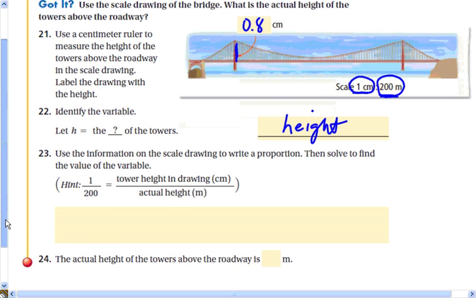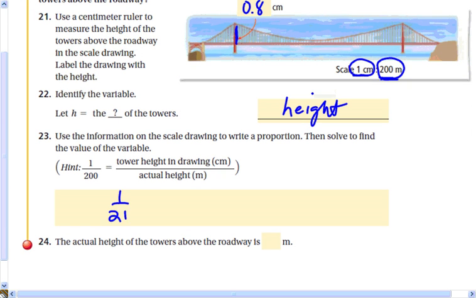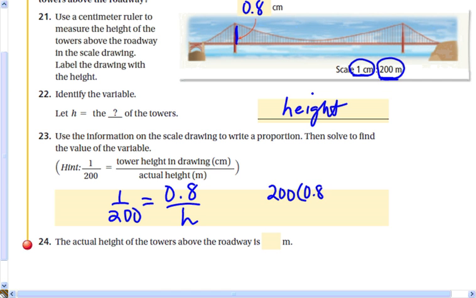So I come up with this proportion, 1 over 200 is equal to 0.8 over h. And when I solve that, I do 200 times 0.8 is equal to 1 times h, and that's equal to 160. So the actual height of the tower is 160 meters.